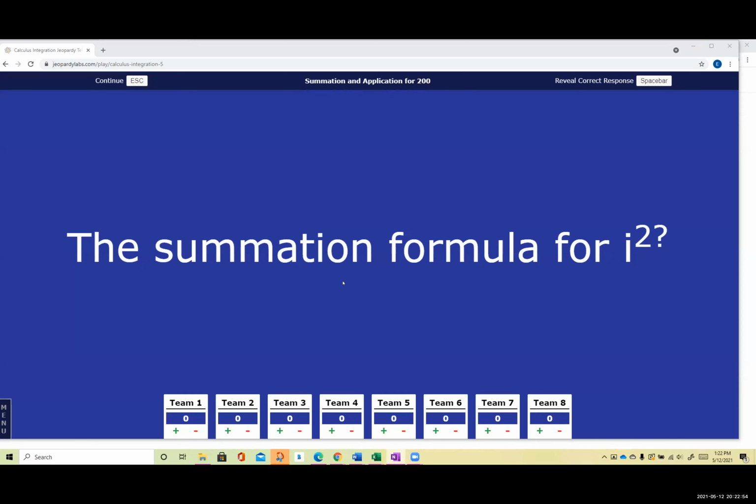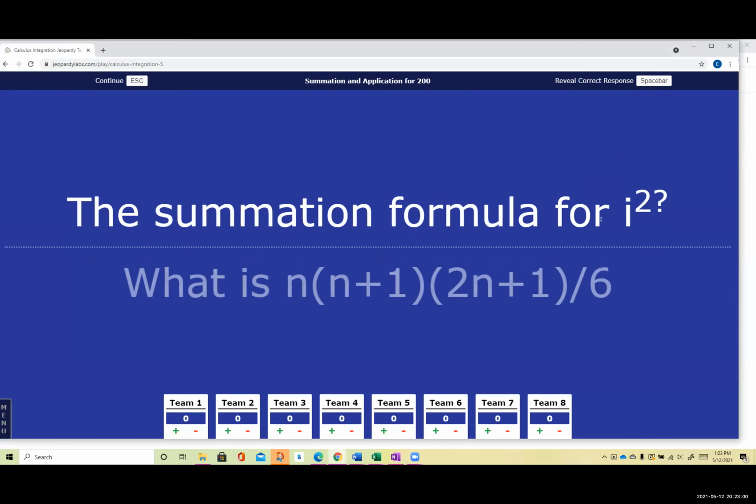Okay, so we have team three steals it. And what is the numerator is n, all times the quantity n plus 1 times the quantity 2n plus 1. And then that is all over 6.